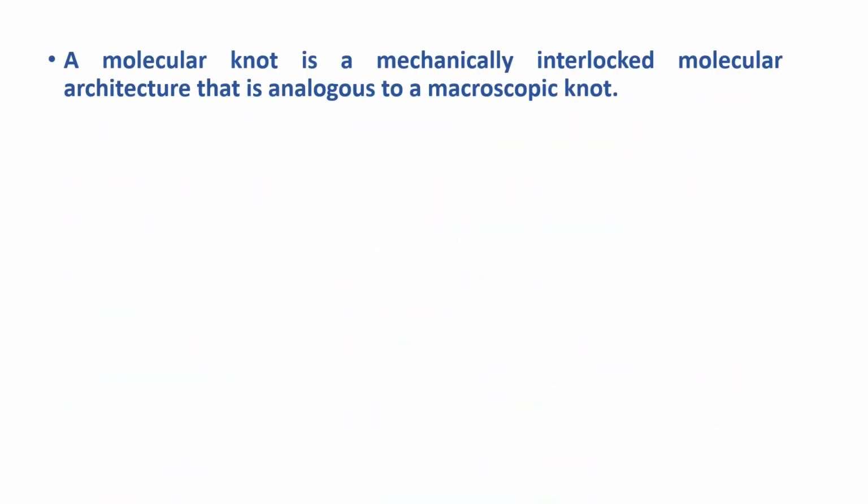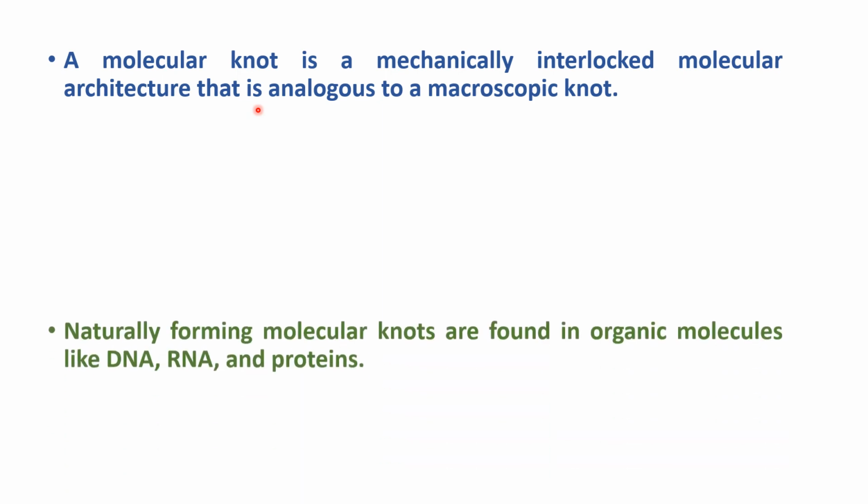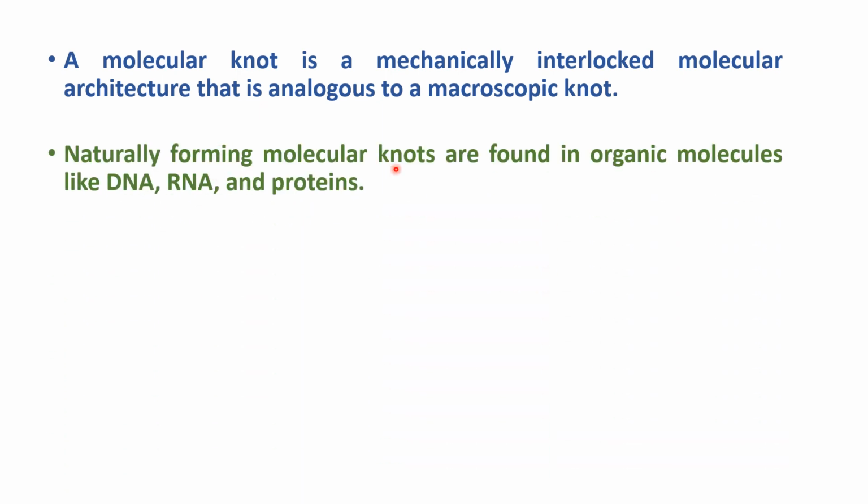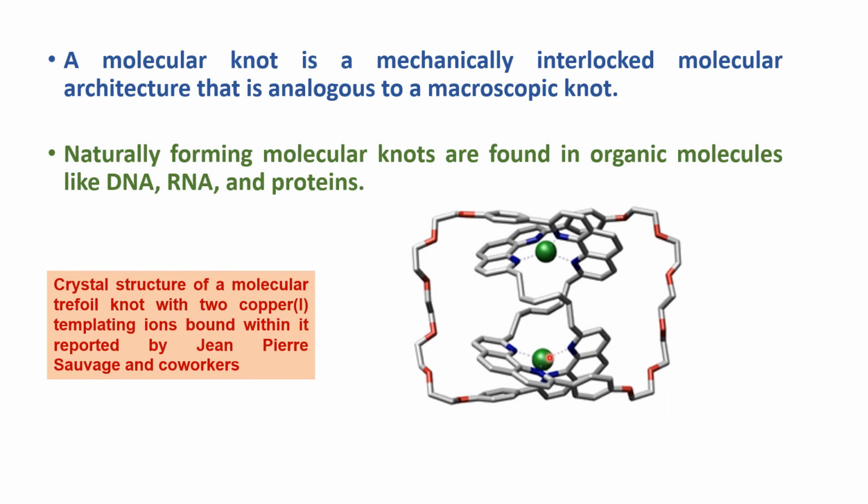Other macrocycles: a molecular knot is a mechanically interlocked molecular architecture that is analogous to a macroscopic knot. Naturally forming molecular knots are found in organic molecules like DNA, RNA and proteins. Here you can see a molecular knot, that is a crystal structure of a molecular trefoil knot with the 2 copper 1 templating ions bound within it, which was reported by Jean-Pierre Sauvage and co-workers.